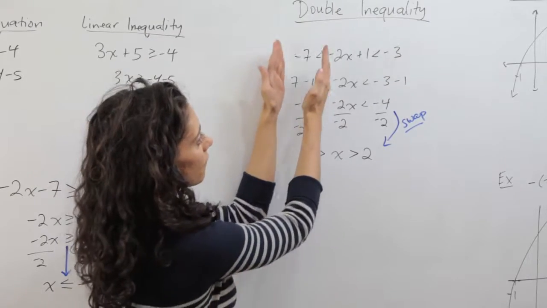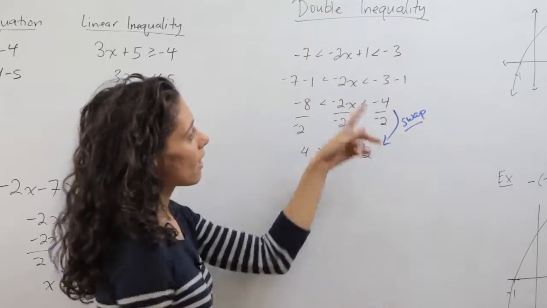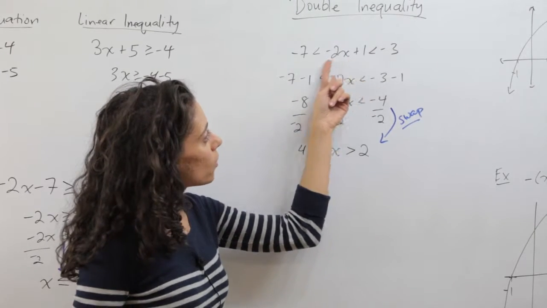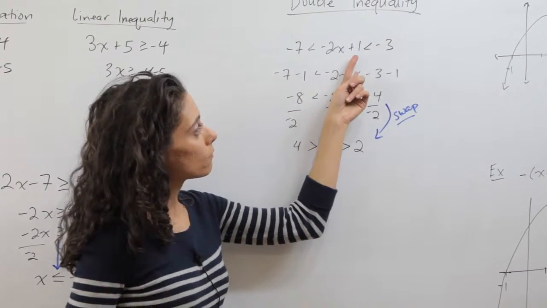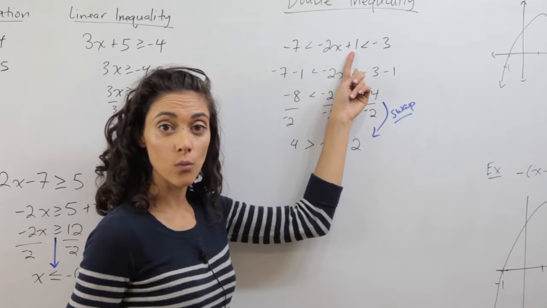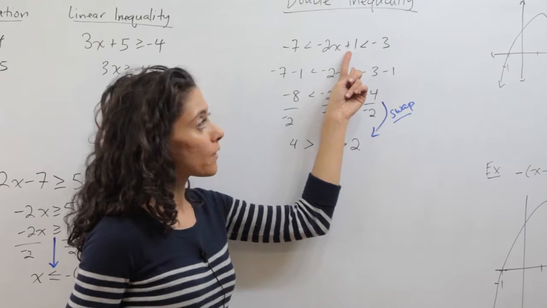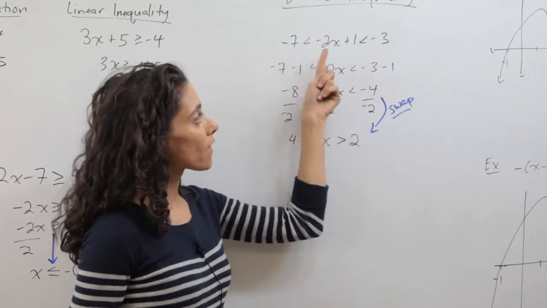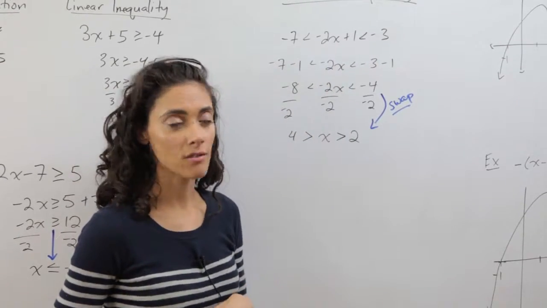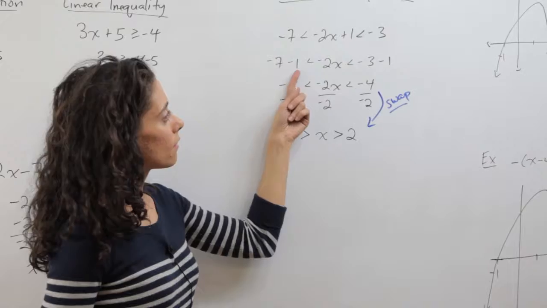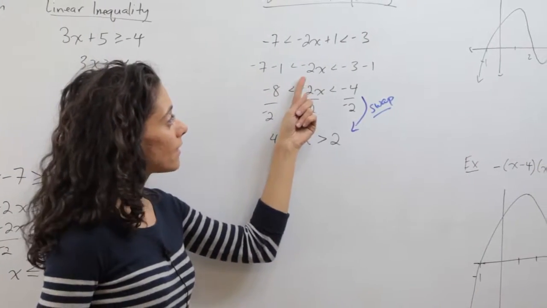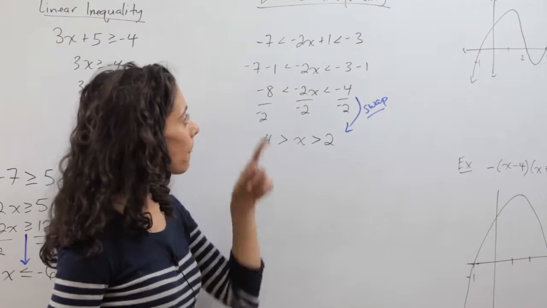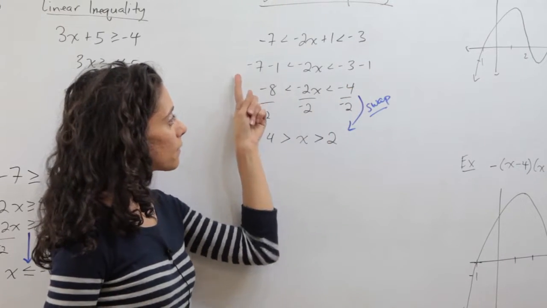You can think of this as having 3 sections, and my goal is to get x alone in the middle. So if I want to get x alone, first thing I want to do is get rid of that plus 1, just like you would in an equation. We know that the opposite of adding 1 is subtracting 1. If I subtract 1 from each of my 3 sections, I'm left with -7 minus 1. Now it's gone from the middle section, and -3 minus 1. Now I've simplified. That becomes -8.